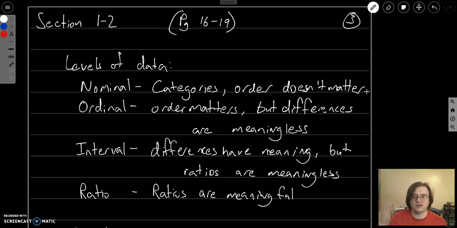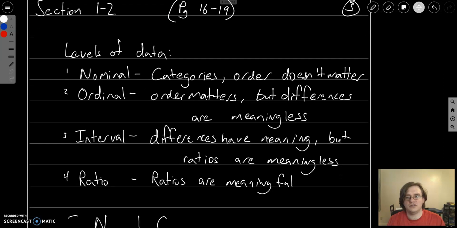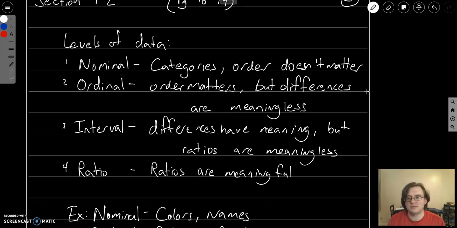So there's a natural hierarchy to how much information you can discern from data. At the lower levels, you don't get as much information from them, or you get maybe a different type of information, but the further you go down on our list, the more information you can glean from the numbers in the data. So the levels of data are nominal, ordinal, interval, and ratio.